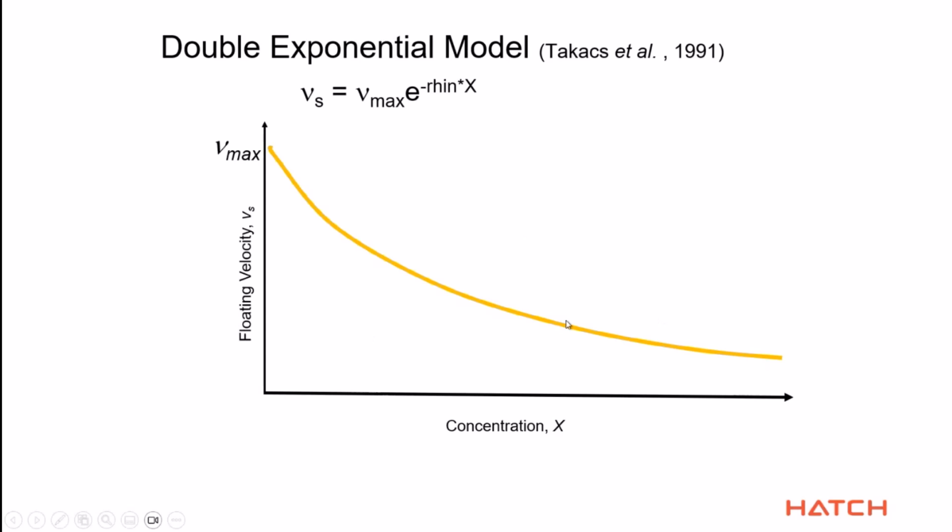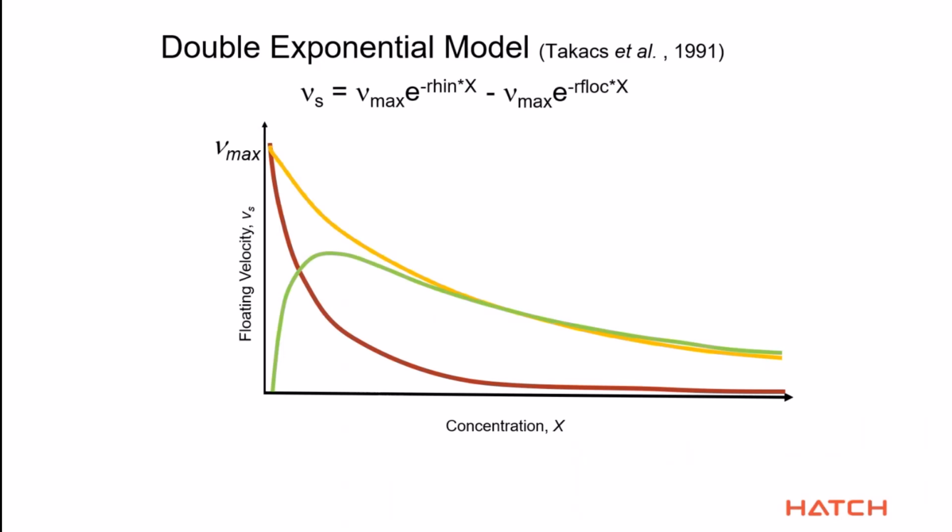In the upper layers where there's a lot of solids crammed together, they don't go up as fast. So now it's a double exponential model because it looks like this. You have two terms, the yellow line and the red line, and we subtract them, and that gives us this blue line. That's the actual shape of the flotation curve that we are going to be using. There's a sweet spot over here in the concentration where it floats at its maximum level. But as it gets up and starts to get condensed at the top of the DAF, it floats at a slower rate.